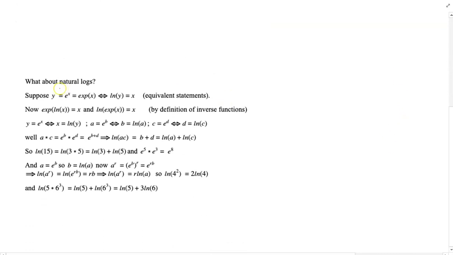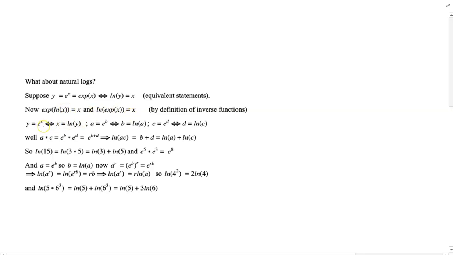Now what about natural logarithms? Suppose that y is equal to e to the x, which is the same as exp of x. Then, equivalently, ln of y equals x. And if we take the exponential of a log function, that gives us x. So exp of ln x is equal to x. Then ln of exp x equals x. That's because they're inverse functions. All right, notice when we did inverse functions earlier on, the composition always returns x, with x as the input each time.